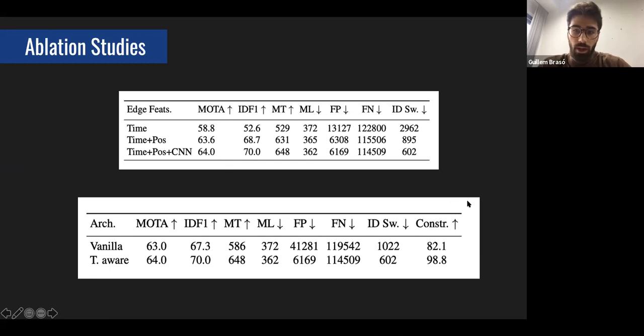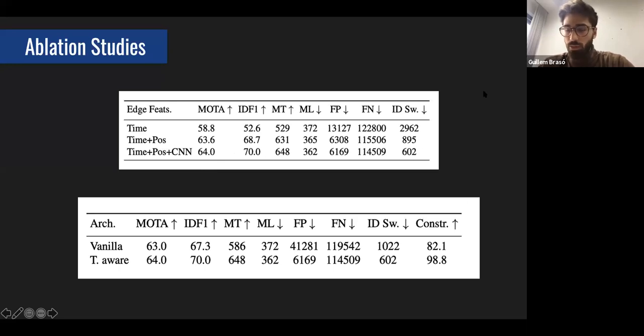So here I was talking about which sources of information we give our network access to. Essentially, you see here that having position features, allowing the network to compare the relative position of different objects, makes the biggest difference. IDF1 goes from 52 to 68, which is already state of the art. So this position information is very important for the network. And lastly, you get the last improvement via adding the VIT score in the edge features, which gives you the last boost.